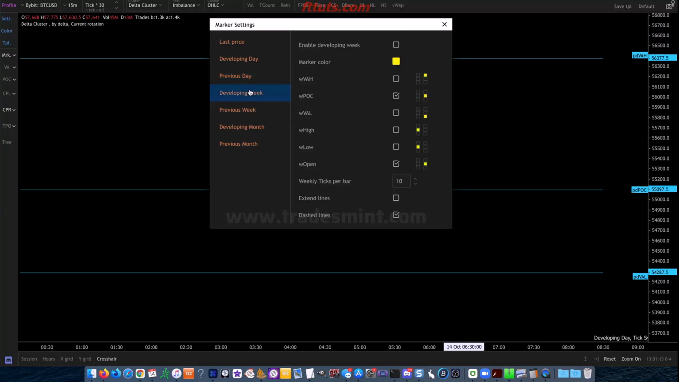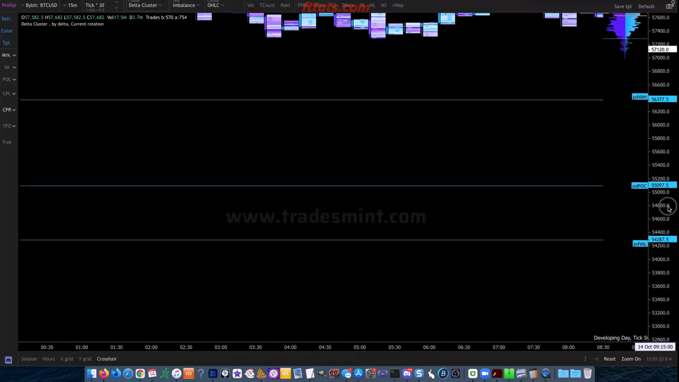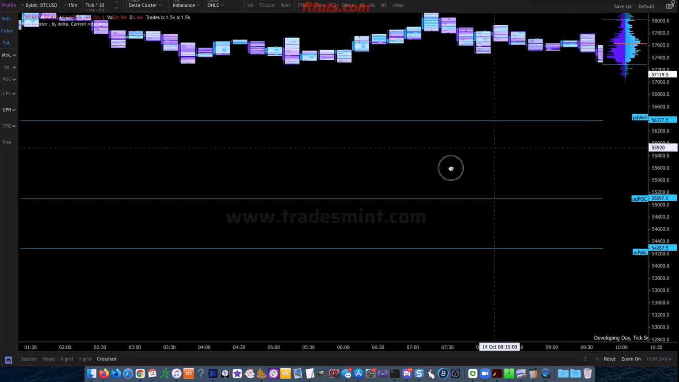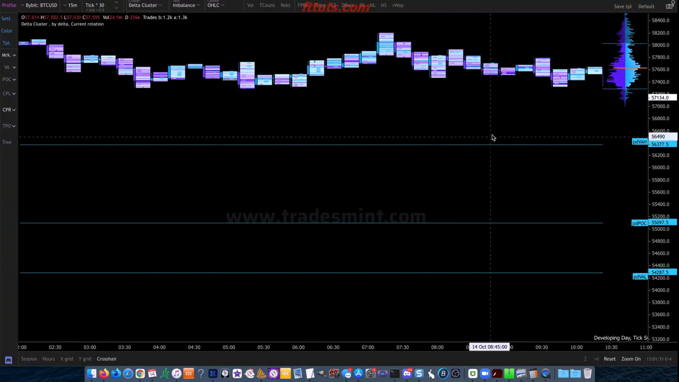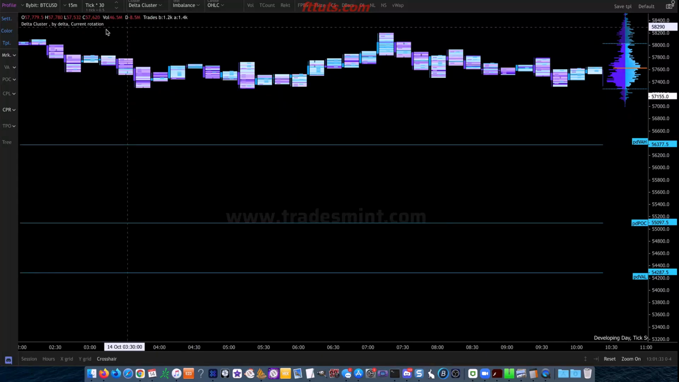We can go to the developing week, the previous week, turn this stuff on and off, the developing month, the previous month, so that if we're looking at our chart, we can know what the previous day value area high was. If we're going to be looking for an 80% setup, which I'll get into later in these sessions, we will be able to see easily exactly where that was.